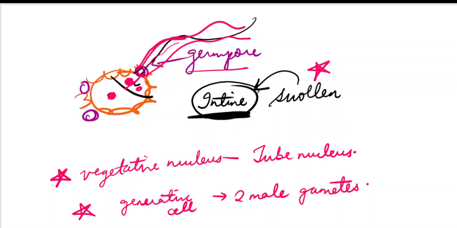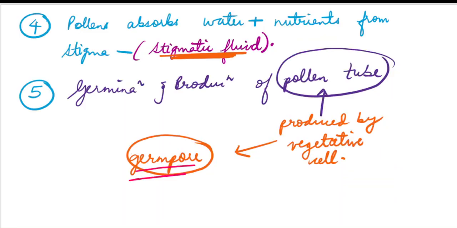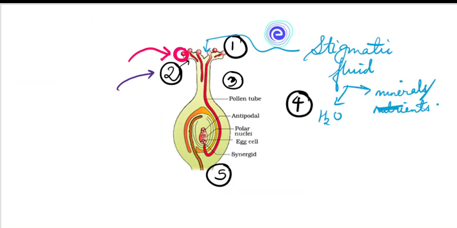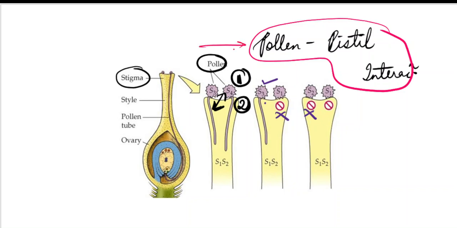Now even there will be some interaction between the style and the pollen. Even in the style there will be some chemical interactions. This whole procedure is a chemical interaction. Okay, pollen-pistil interaction as a whole process is a chemical interaction.